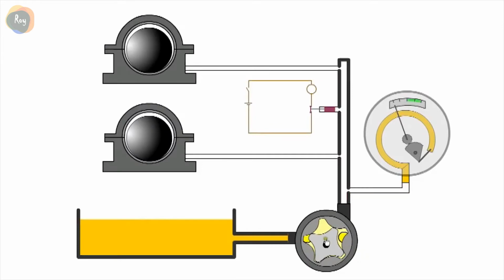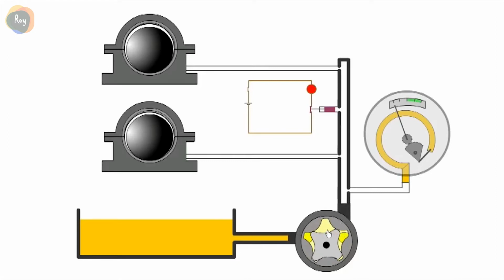In this animation we show a lubrication system. Two bearings, a pressure gauge, pressure switch, ignition switch, battery, oil warning light and gerotor oil pump. Again, this is a positive displacement pump. For each revolution, a fixed amount of oil is drawn in and forced through the outlet.